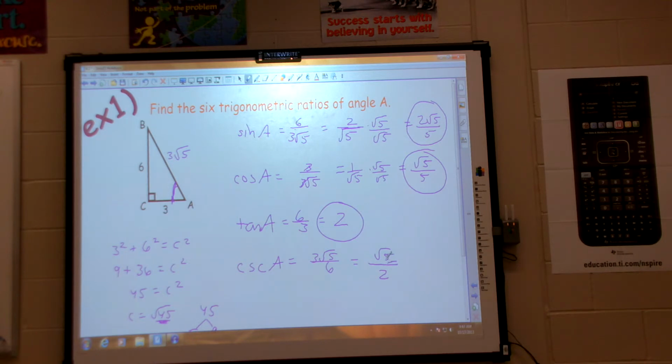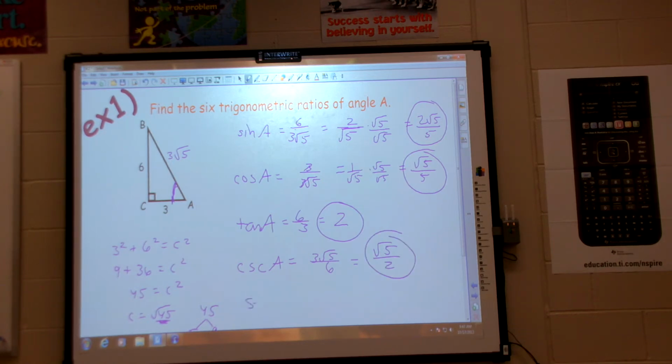Yeah? Now, a lot of people just take their answer and flip it. And you can do that. It's just going to be a whole lot more work. Because then you have to rationalize and reduce. You can take what you started with and flip it. Notice. Look at those. But I wouldn't take the end and flip, because it's just way more work.